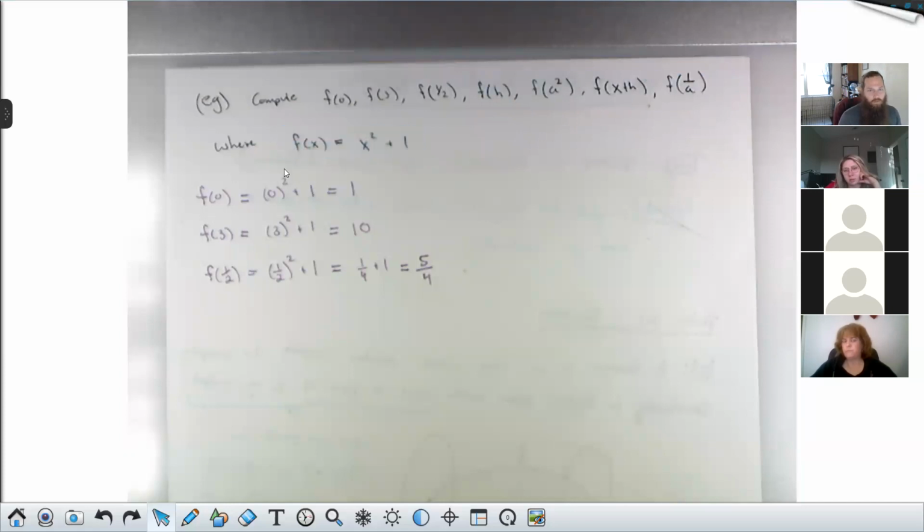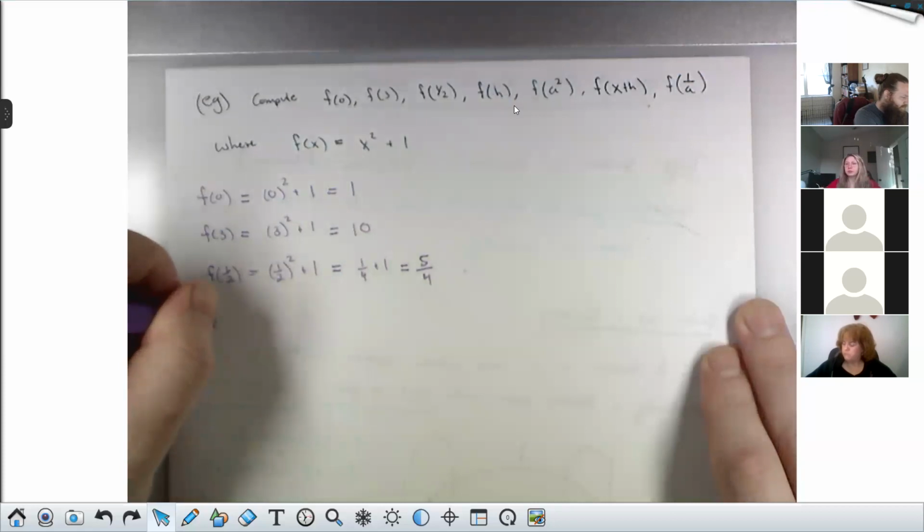So f of dog shit would be dog shit squared plus 1, right? F of a soccer ball would be soccer ball squared plus 1. I don't know what it means to square a soccer ball or to square dog shit, but symbolically I can definitely write it down because I have the rule here. So we just kind of follow the rule.